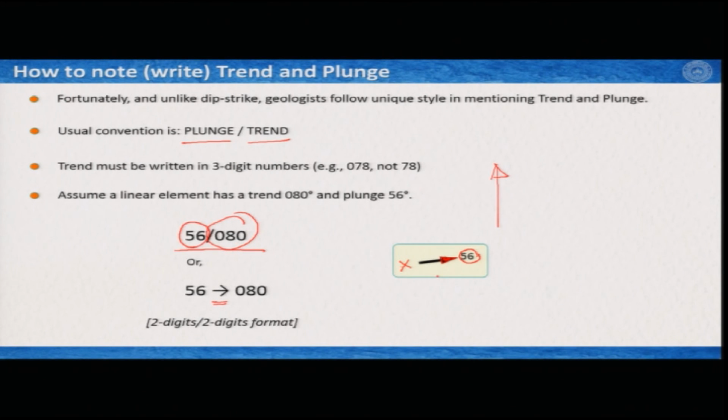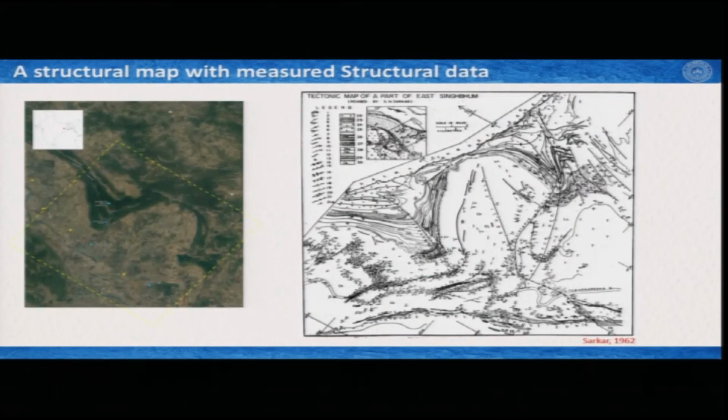If, for example, 0 degrees is your trend and 40 degrees your plunge, then with respect to north you would make it like this. That indicates 0 degrees trend and 40 degrees plunge. So, you write it like this. Once you have all these data measured, here I show you a very classic example of how to plot these data and represent them in the field.